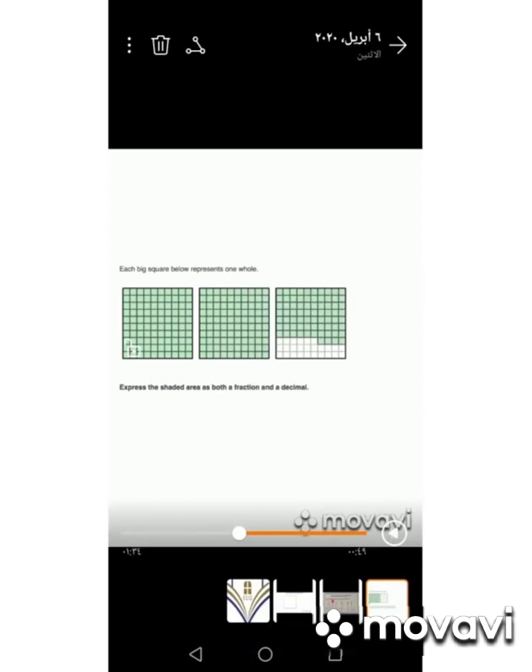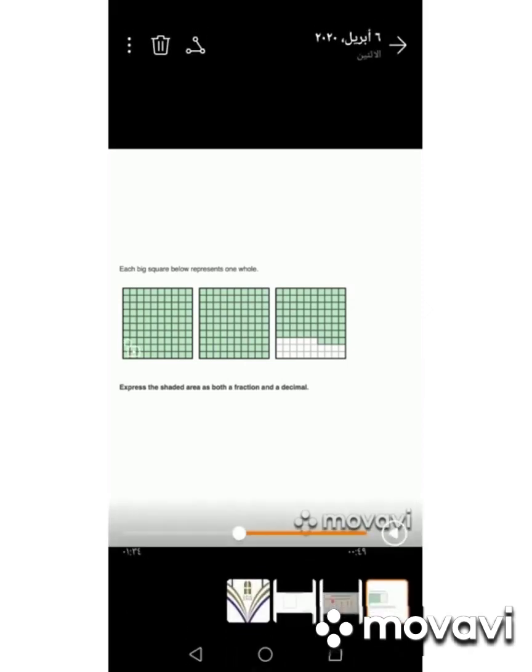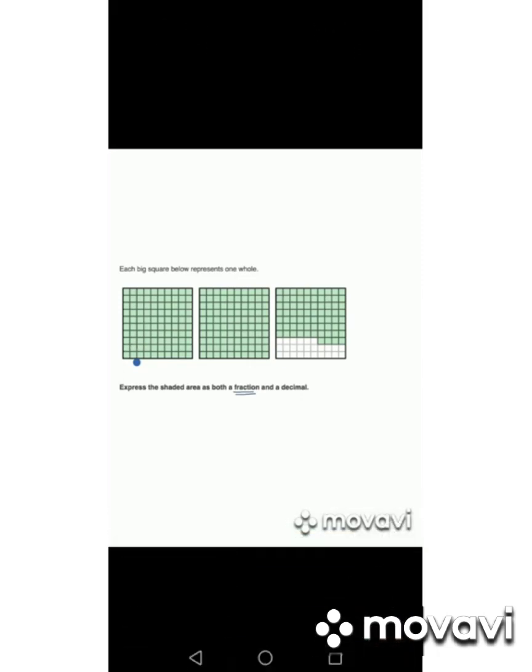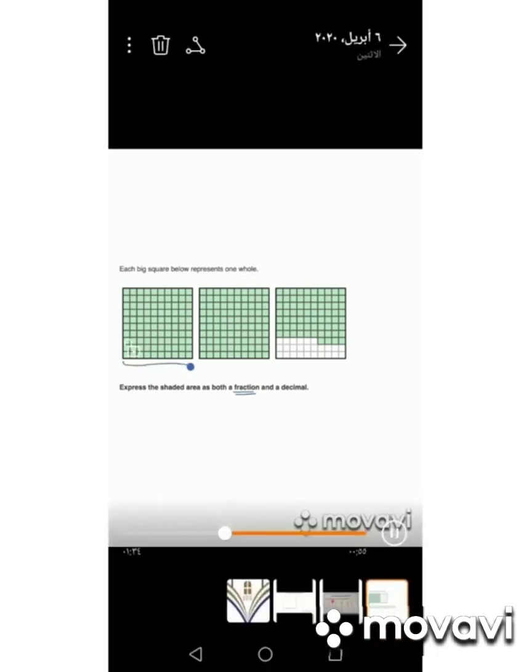In this figure, we find what? We find that we have 3 squares: 2 completely shaded squares, and the third square is not completely shaded. Each completely shaded square is 1 whole. So how many wholes do we have? We have 2 completely shaded squares, so the whole number is 2.